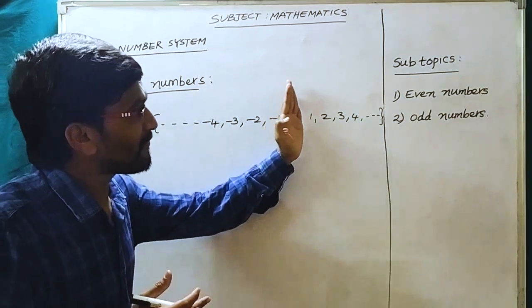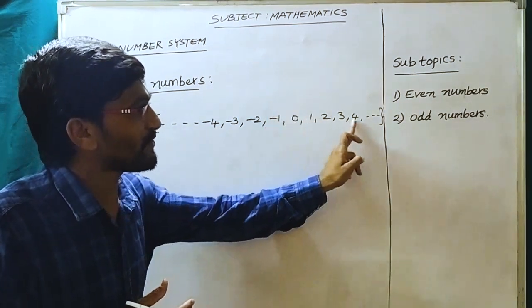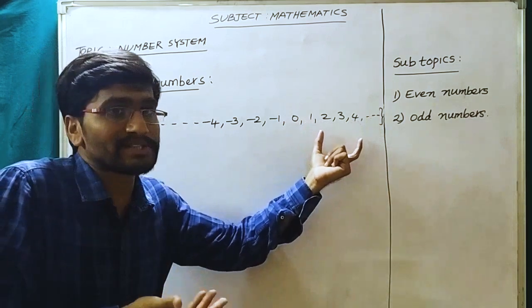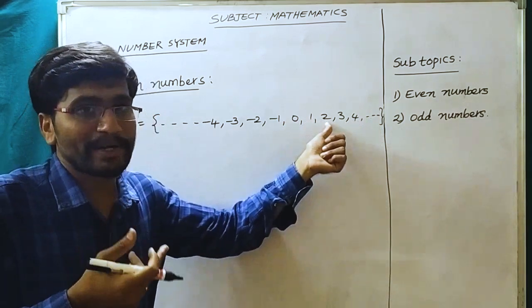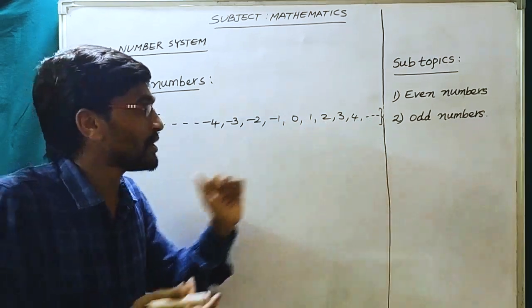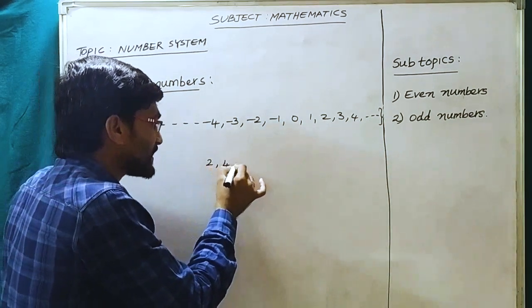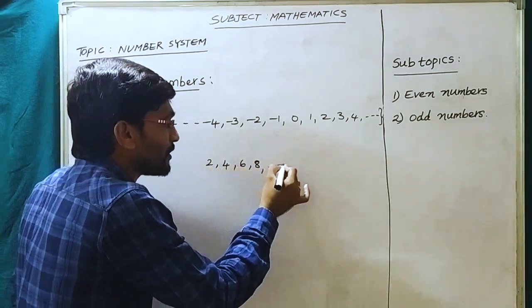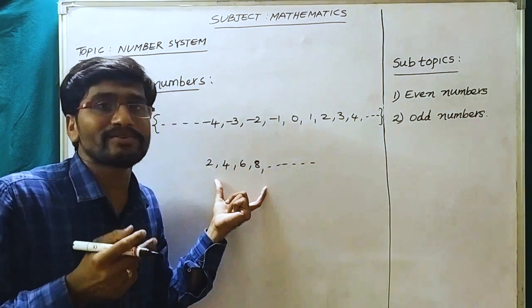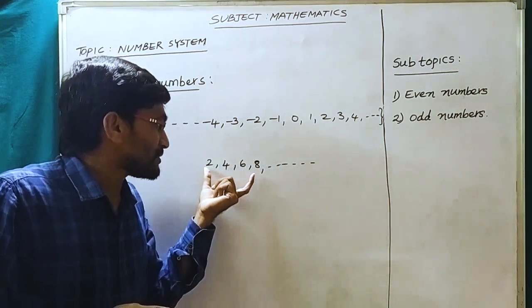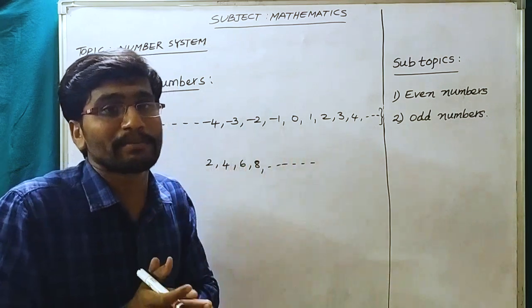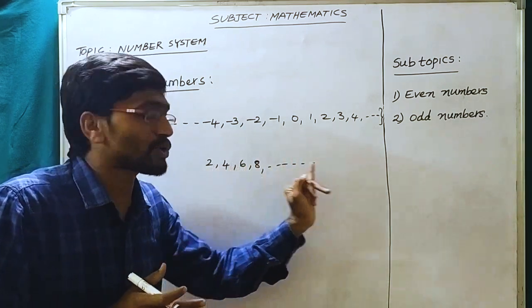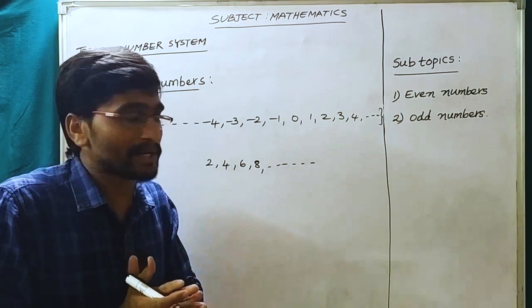Let us consider first natural numbers 1, 2, 3, 4 and so on. Among them, which numbers are exactly divisible by 2? See, clearly 2 is divided by 2, then we get the remainder 0, right? So 2, 4, 6, 8 and so on. These numbers are exactly divisible by 2. So these numbers 2, 4, 6, 8 and so on are called the even natural numbers.